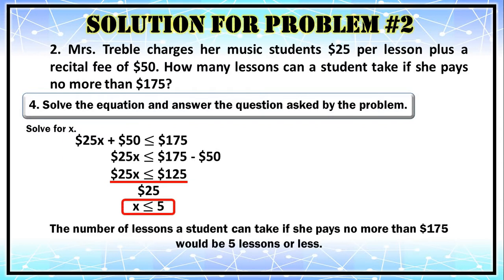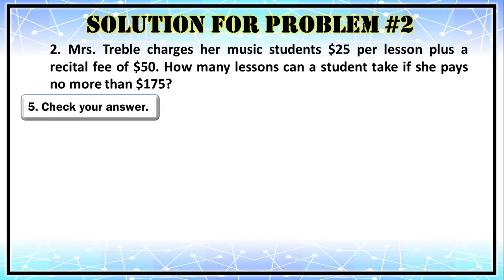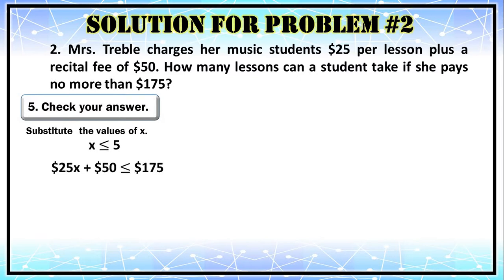Therefore, the number of lessons a student can take if she pays no more than $175 should be 5 lessons or less. The maximum number of lessons she can take is 5 lessons. So step number 5 is to check our answer. So we have to substitute the values of x into our inequality, and then substitute the value.